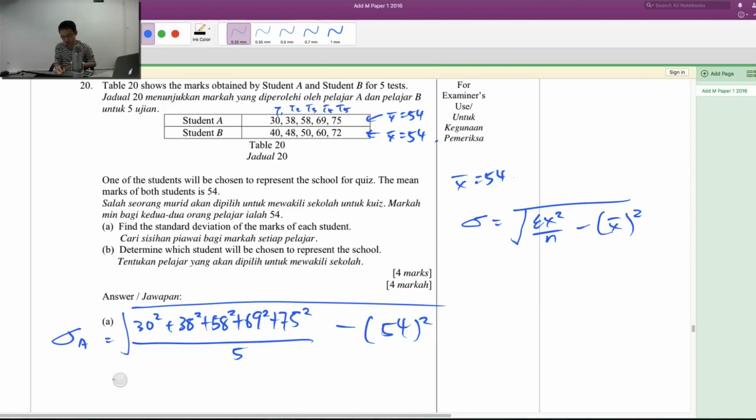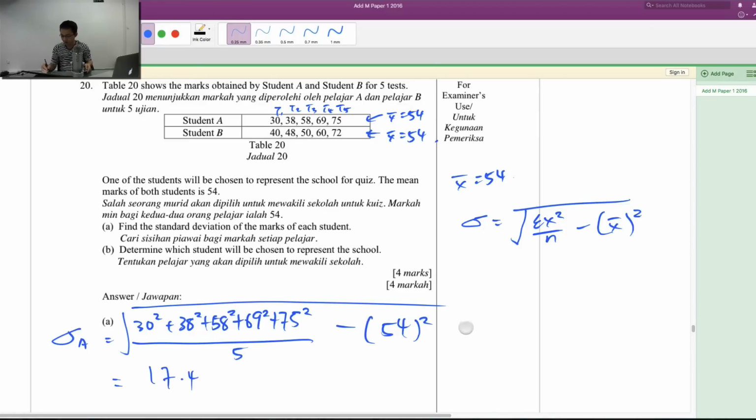Alright, so just use a calculator to do this. 30 square plus 38 square plus 58 square plus 69 square plus 75 square divided by 5. Then I minus 54 square. And then I square root my answer. My final answer is 17.4.